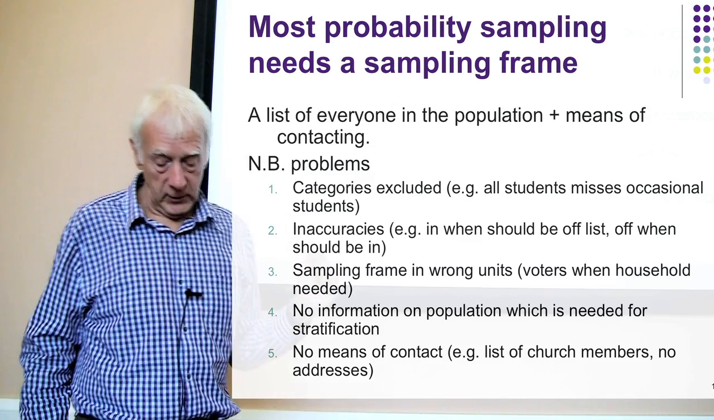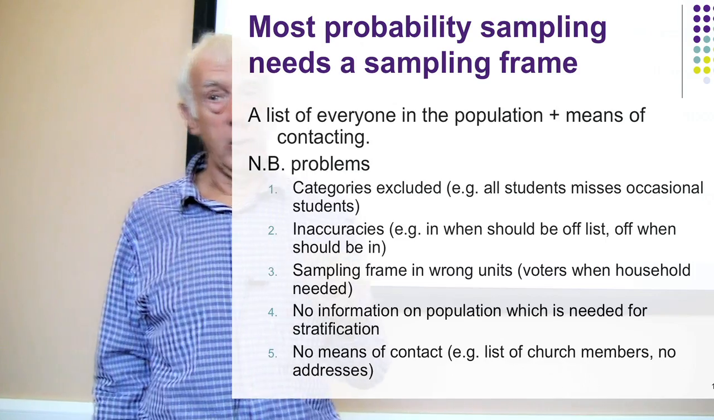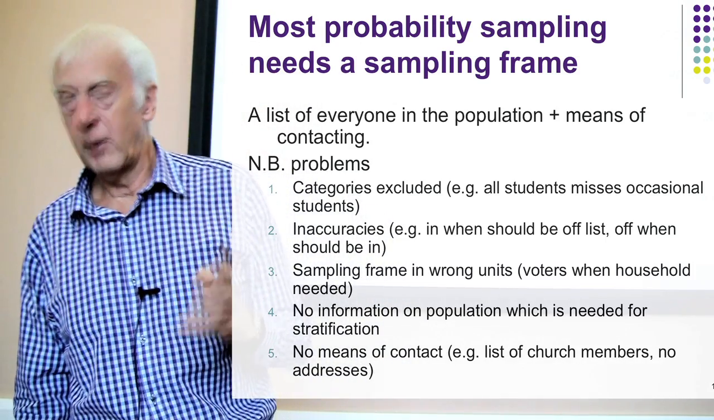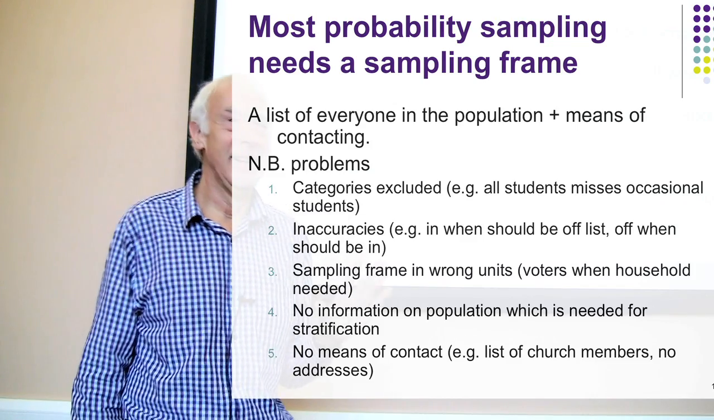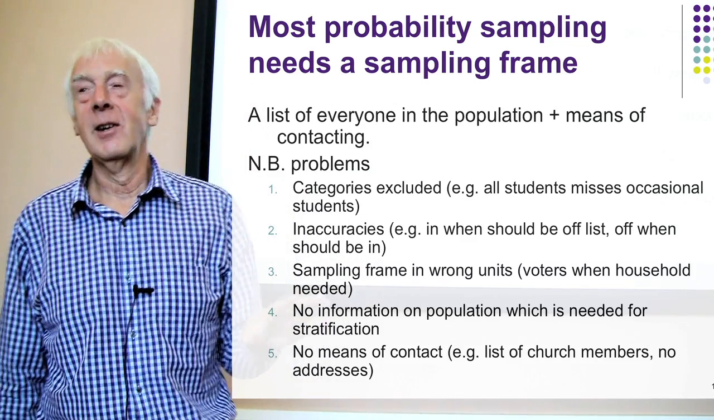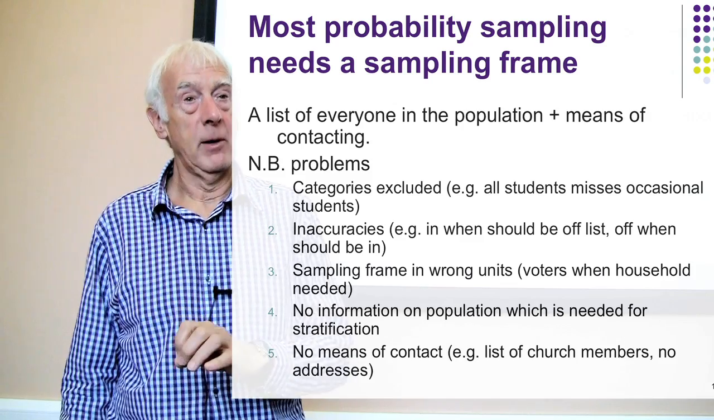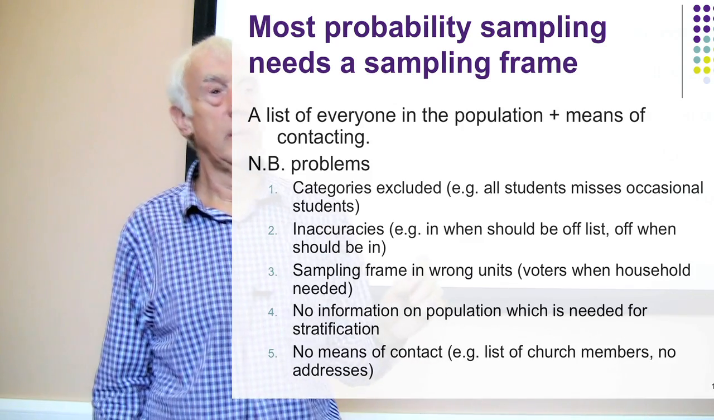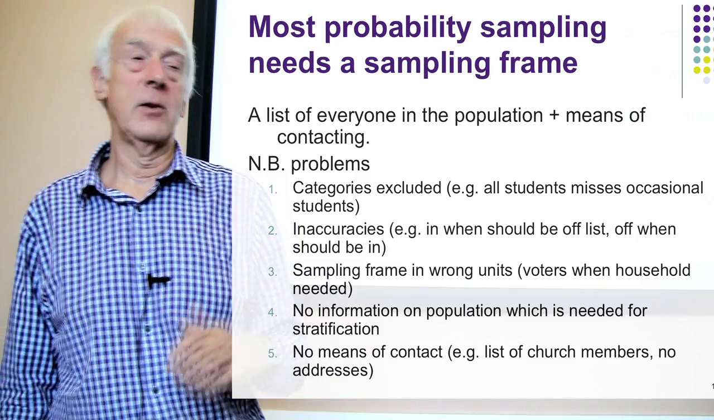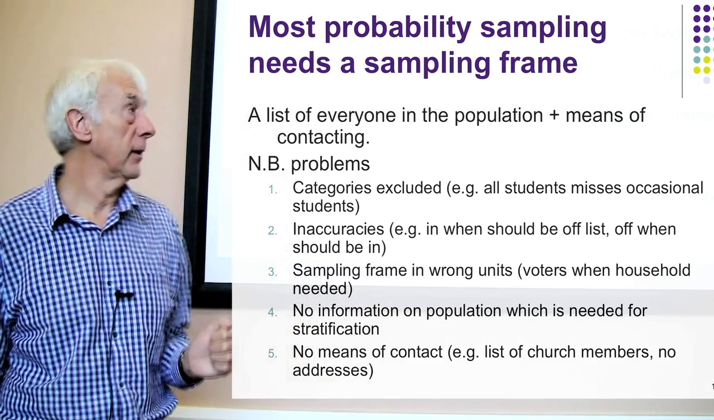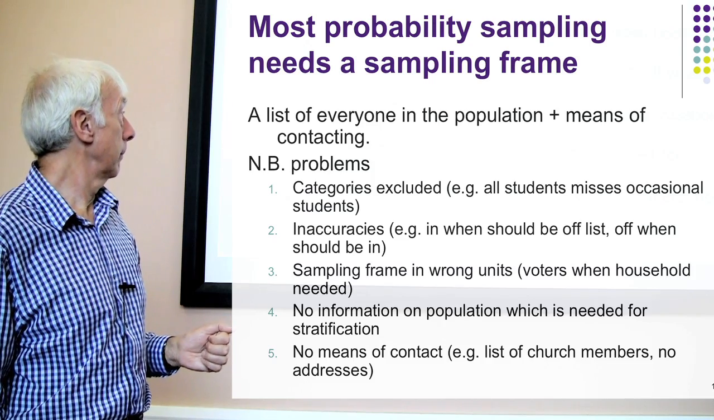Sampling frame can be in the wrong units. That's something which I think one of the questions prompts you on. You may not realise that, but it's hidden in the question. You need to have the list in the right units. And if you're wanting to have families, you've got to have a list of families, not a list of people. If you want people, you're going to have a list of people, not families, and so on. Those kind of things, or households and things like that.